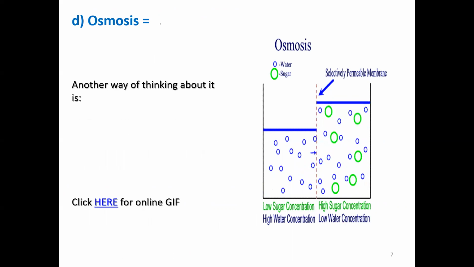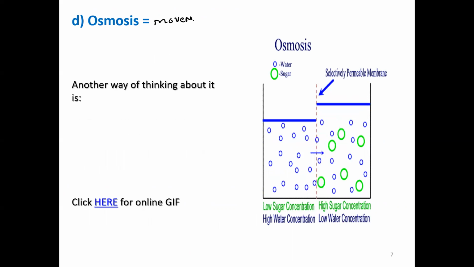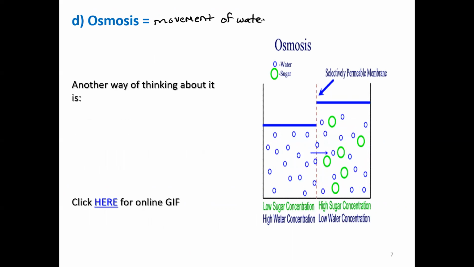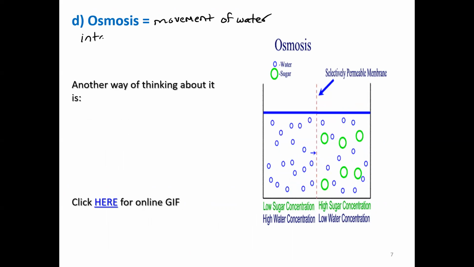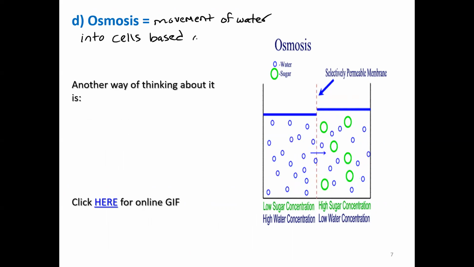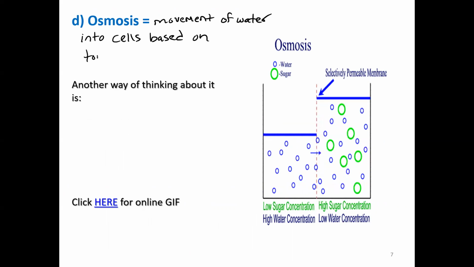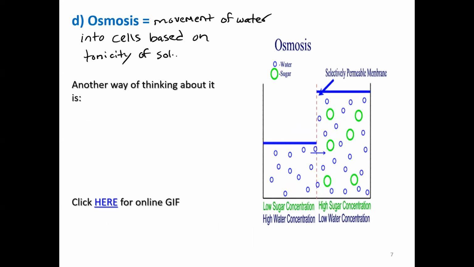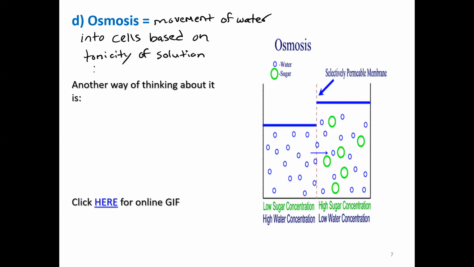Osmosis is the movement of water into cells based on tonicity of the solution surrounding the cell.